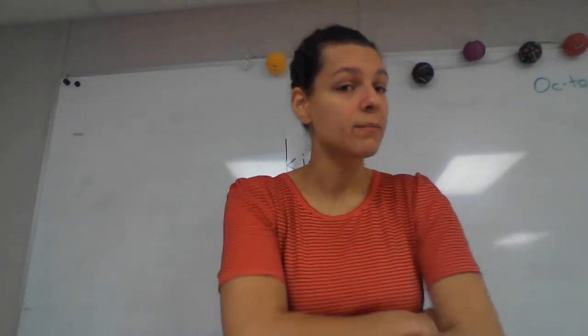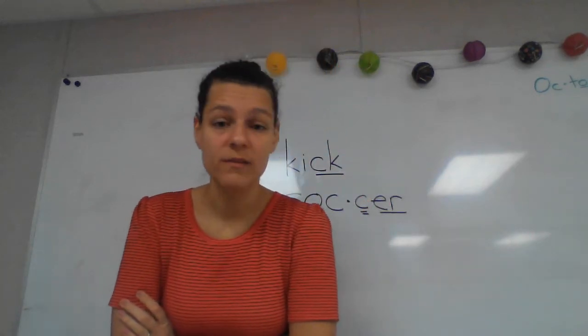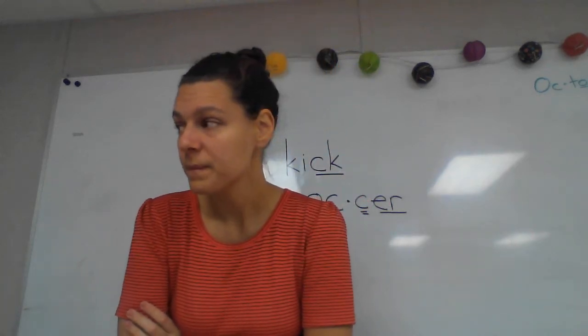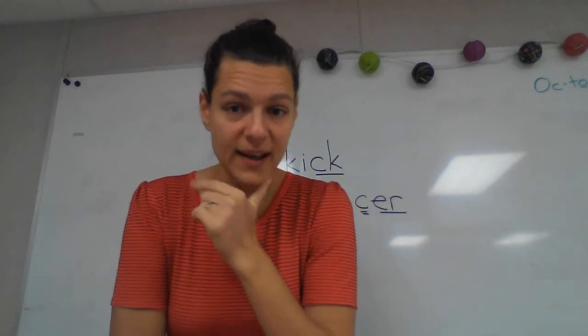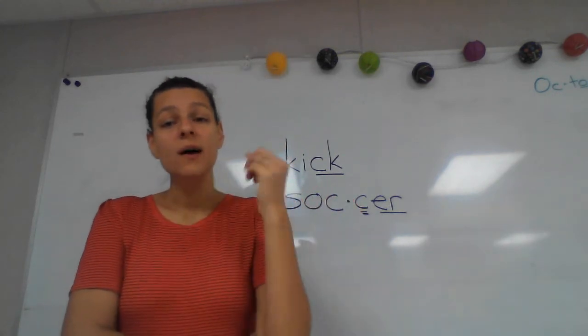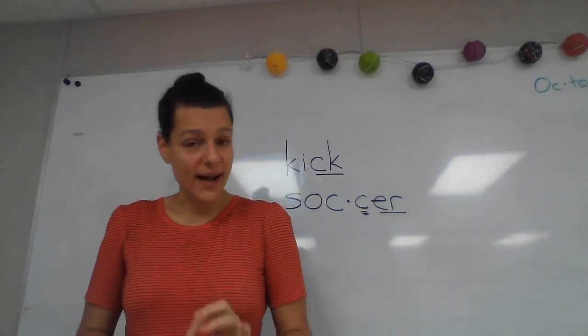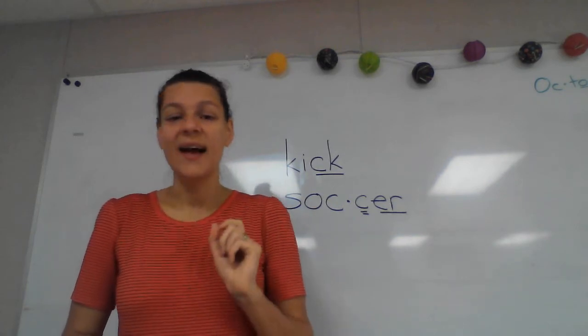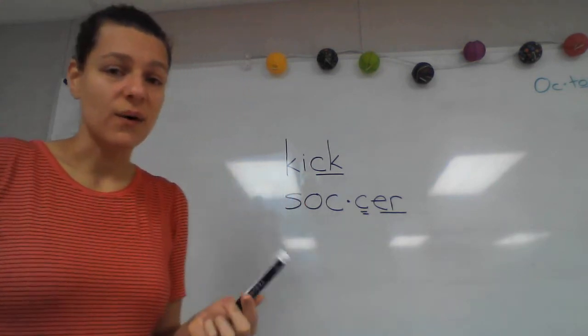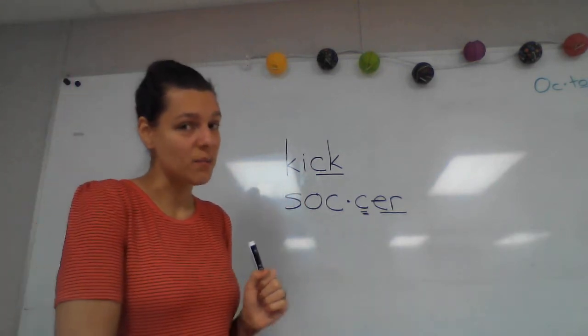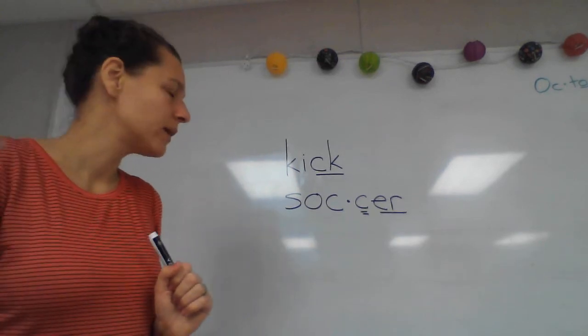Let's see, basket, and then ball. Which rule do we use at the end of ball? All right, nice job if you said our floss rule. Let's say the floss rule together. We often double F, L, or S after a single vowel at the end of a one-syllable word. All right, so go ahead and write basket, ball. Say the sounds while you write them.